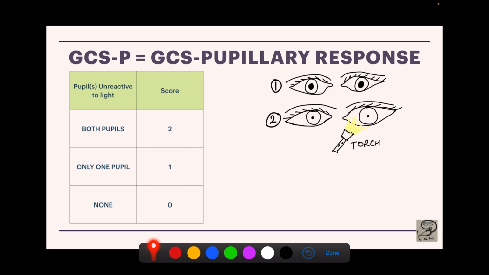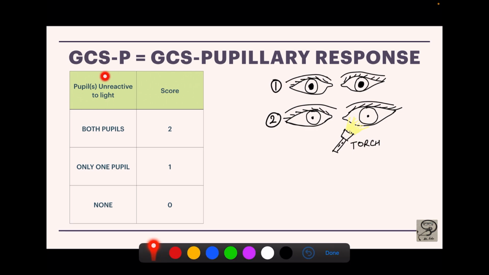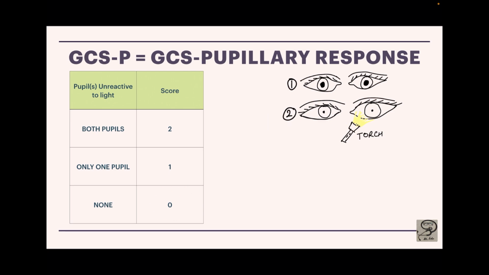On the basis of this, we have a table over here. You can see on one side we have pupils unreactive to light, and on the other side we have a score assigned for it. If both the pupils are unreactive to light, we give a score 2. If only one pupil is unreactive, we give a score of 1. And if none of the pupils are unreactive, which means both the pupils are reactive, we give a score of 0.